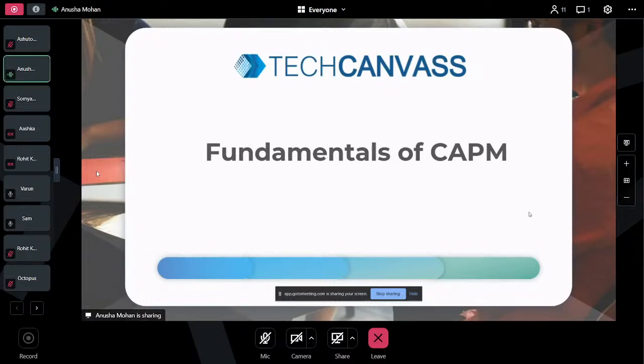After the session, the takeaways we are assuming from this session are understanding the scope of CAPM in your career and the opportunity in the versatile job profiles. So let's start with the session.